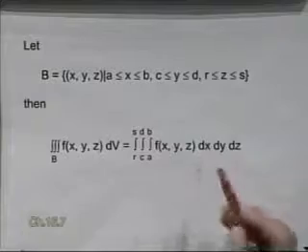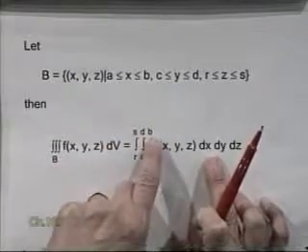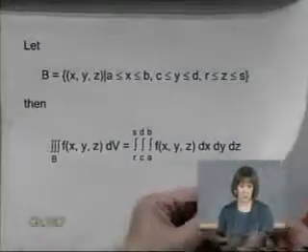You also could go dy, dx. There's all different ways that you can move those around. And since x is ranging from a to b, your inner integrals are going from a to b. Y is ranging from c to d, so you have y ranging from c to d, and z ranging from r to s. Okay, so we're going to start doing triple integrals.